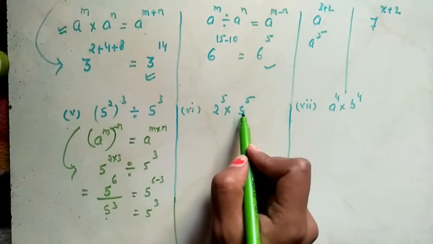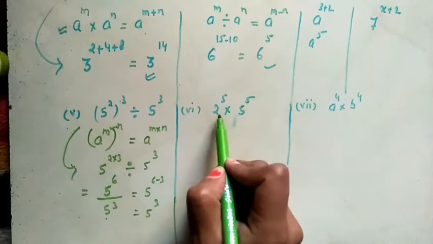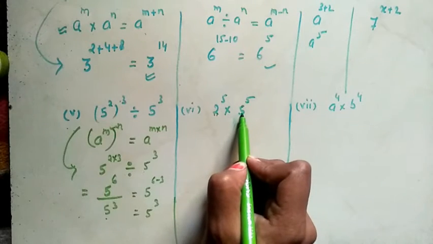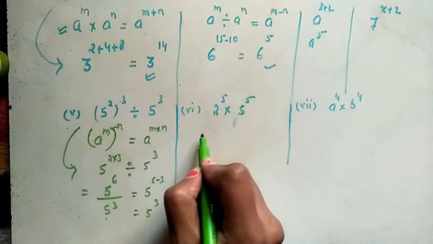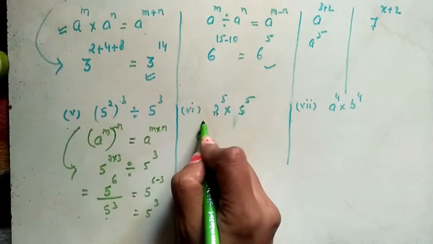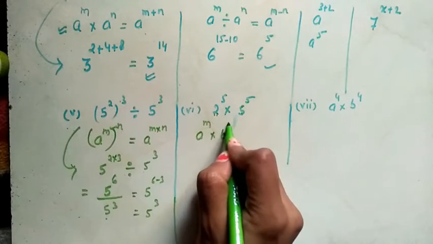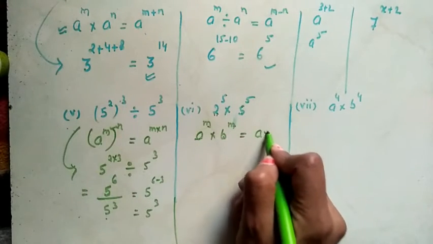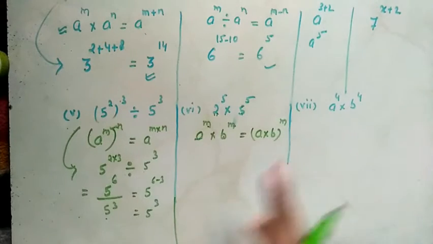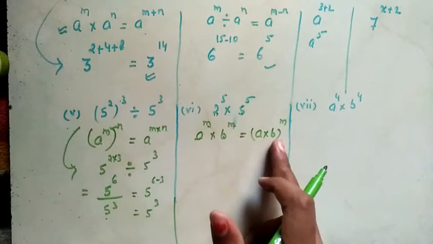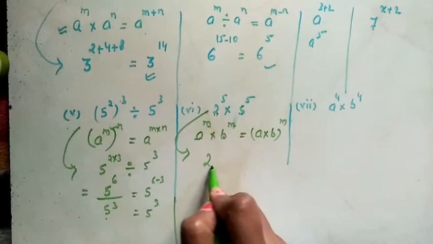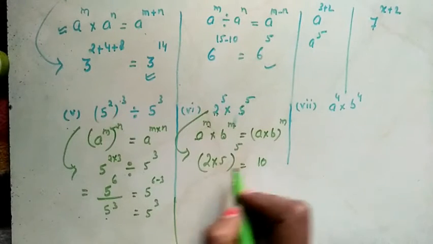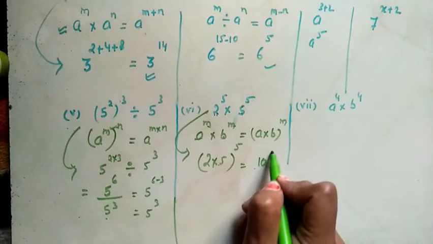Now 2 to the power 5 into 5 to the power 5. Now in this question the base is not the same. 2 and 5 both are different, but the powers are the same. So what formula do we use? a to the power m into b to the power m. The bases are different and the powers are the same. So how do we write this? The bases get multiplied and the power is written once. We multiplied the bases. So this will become 2 into 5 to the power 5. So 5 into 2, that is 10. 10 to the power 5.